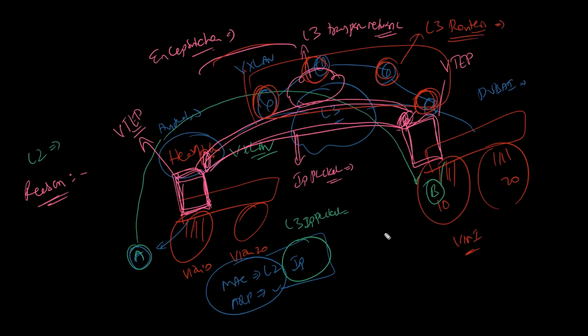You don't need them to run or understand the VXLAN concept, because at the end, only the edge devices, this device and this device, need to understand VXLAN. The intermediate devices in the middle don't need to understand VXLAN. They just do normal layer 3 routing based on the IP packets.